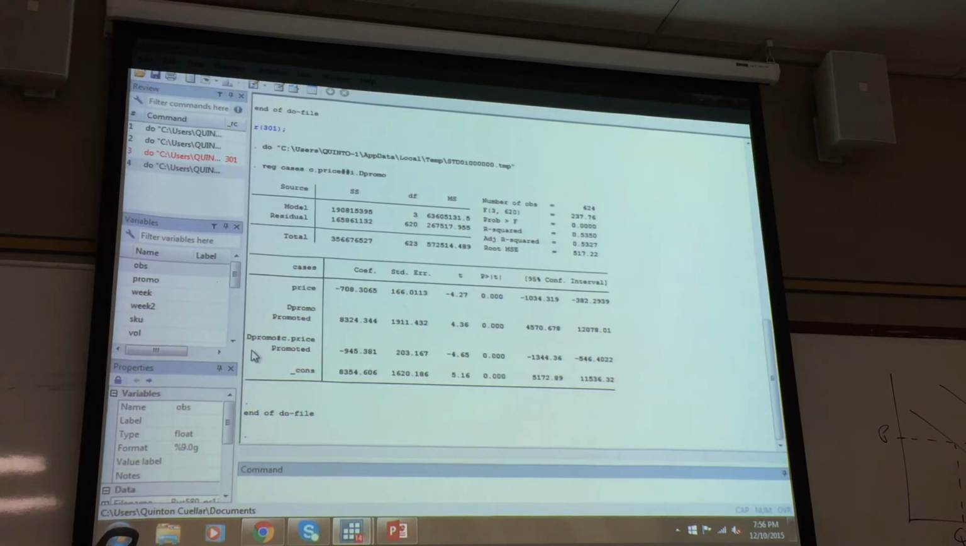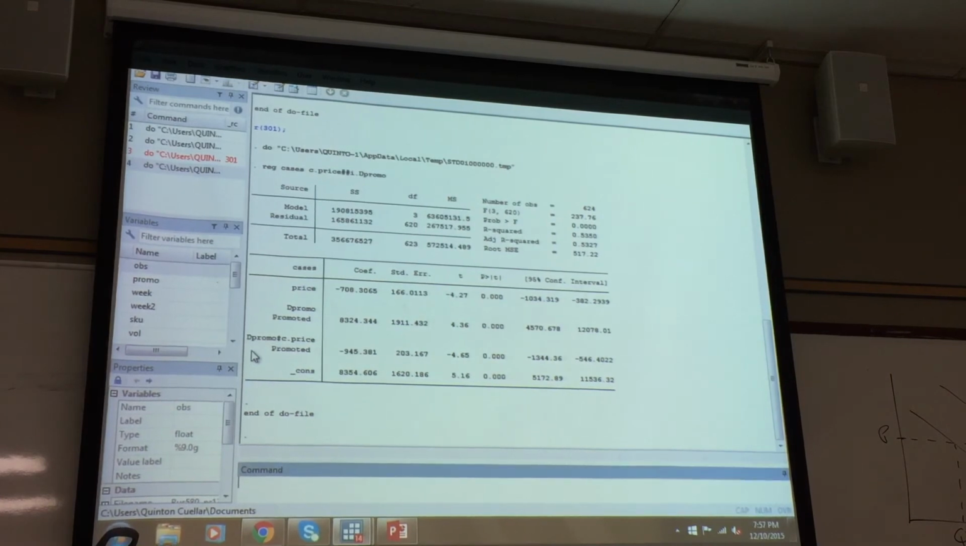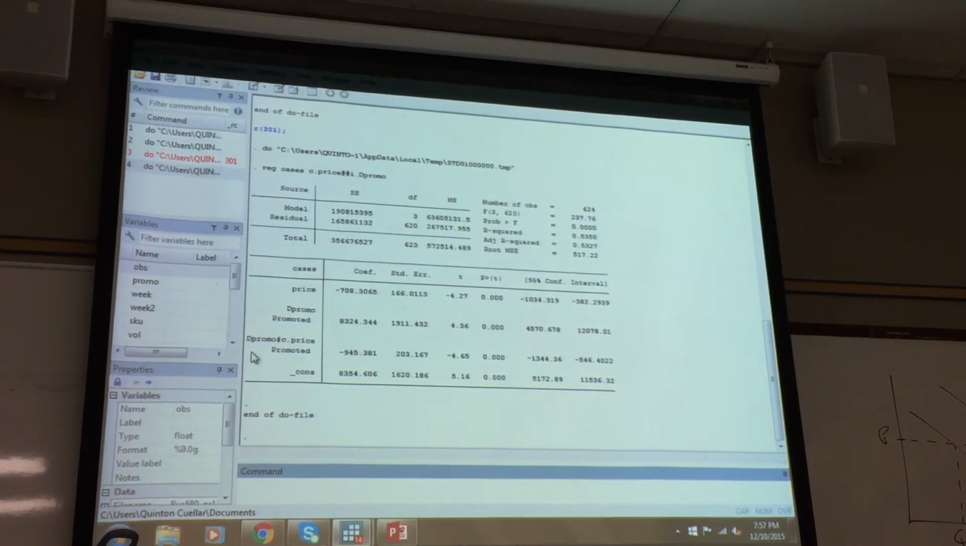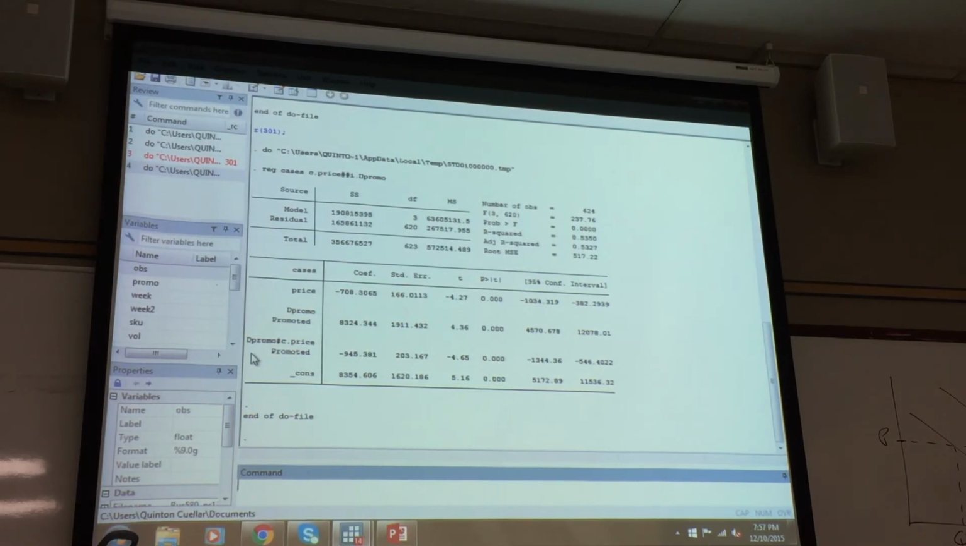Does that make sense? And the reason we want to establish this, I didn't draw these very well, is because if the slopes differ, then price and promotion will have different effects at different points. Not all promotions are going to be equal. You have to find the optimum price promotion combination.